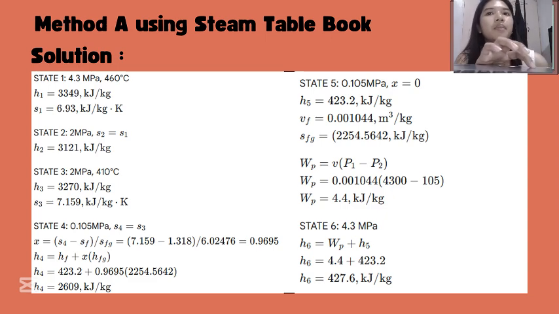Finally, the pump increases the pressure to state 6 at 4.3 MPa. The pump work is calculated as 4.4 kJ per kg, leading to an enthalpy H6 of 427.6.